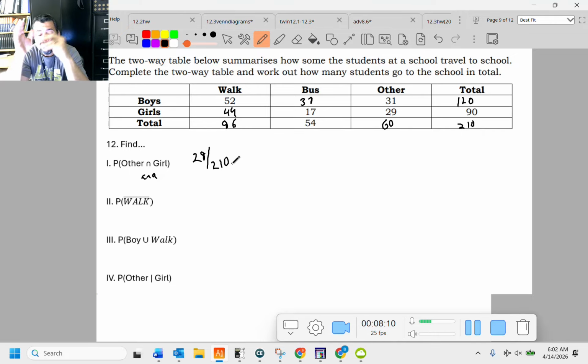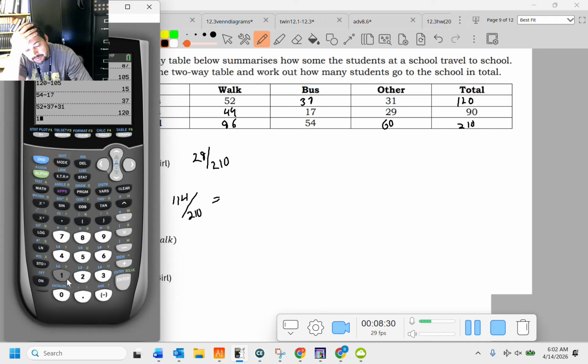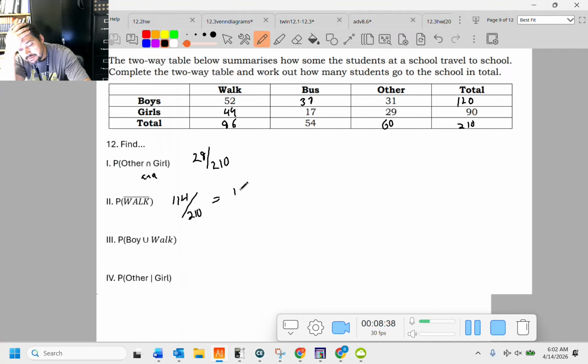The probability that we don't walk, well, that would be the probability that we ride the bus or other. So there's 54 and 60, there's 114 people who do not walk out of 210. And this fraction does reduce quite a bit. We'll just do it the easy way here, because for some reason I don't think y'all realize you can do this. 19/35.